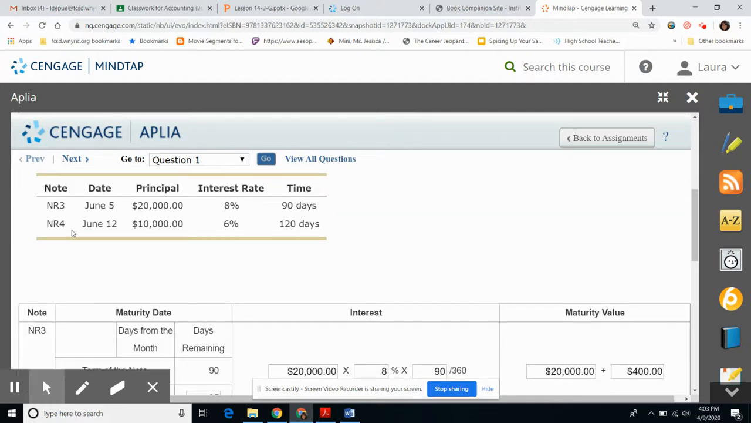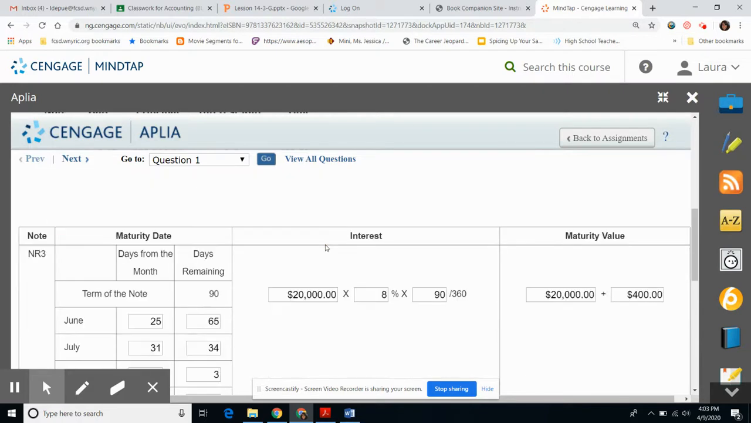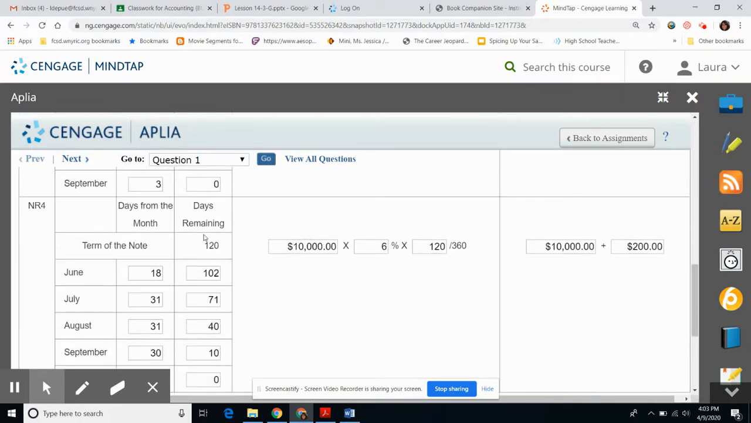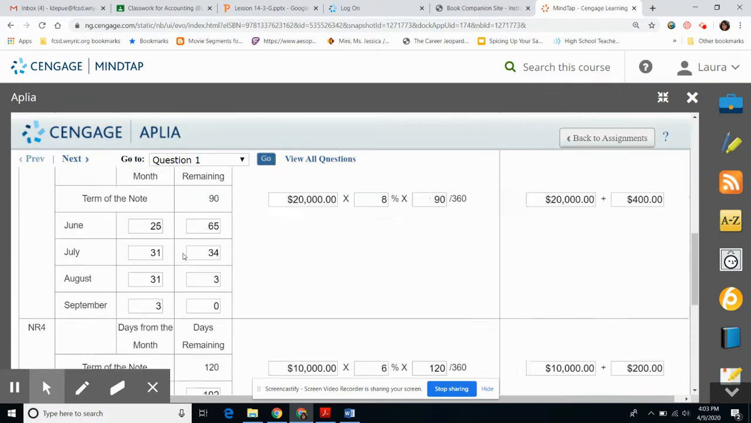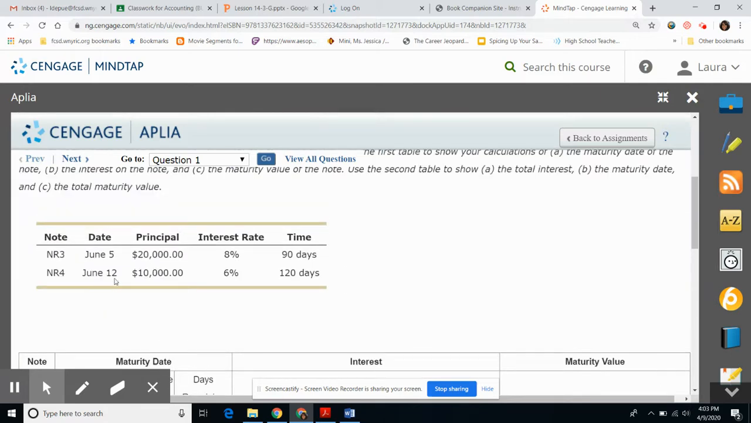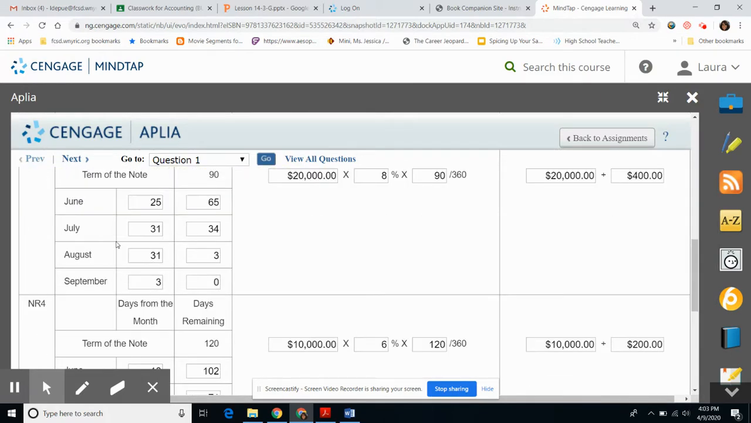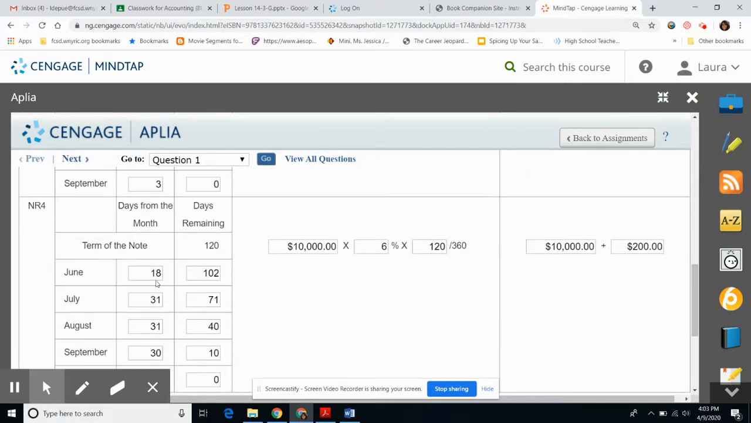Again, we're on NR4 with this information given above. So we have 120 days to start with. June, it started on June 12th. We know there's 30 days. So between the 12th and the 30th, we know there's 18 days. So we put the 18 days here in the days from the month. Days remaining, we take the 120, we subtract 18, and we get 102.